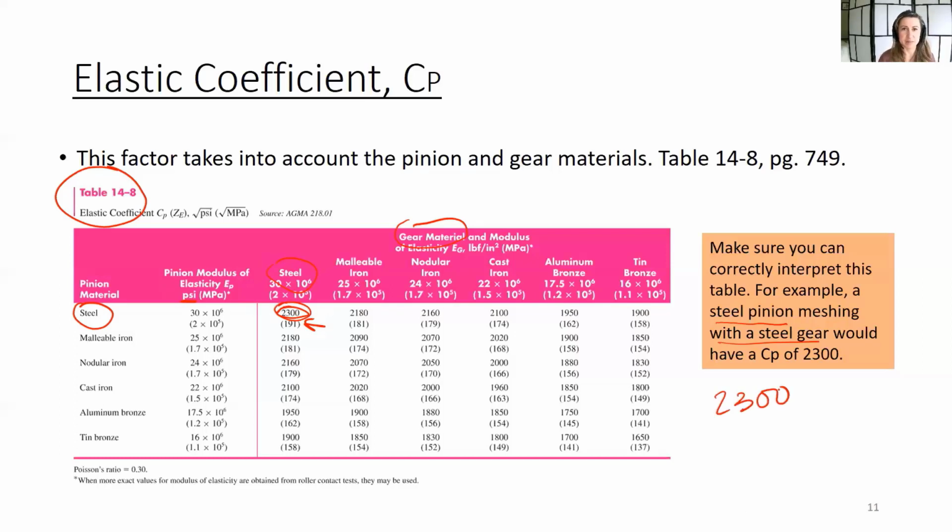Okay, so it seems like a big number, but that is what it is. Let's say you had a cast iron pinion meshing with a steel gear. Then you'd have 2,100 as your elastic coefficient. So that should be popped into your analysis tool, and that is how we use it.